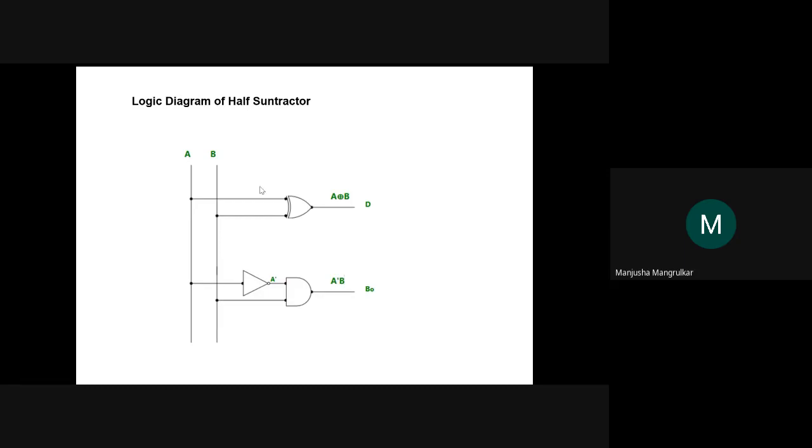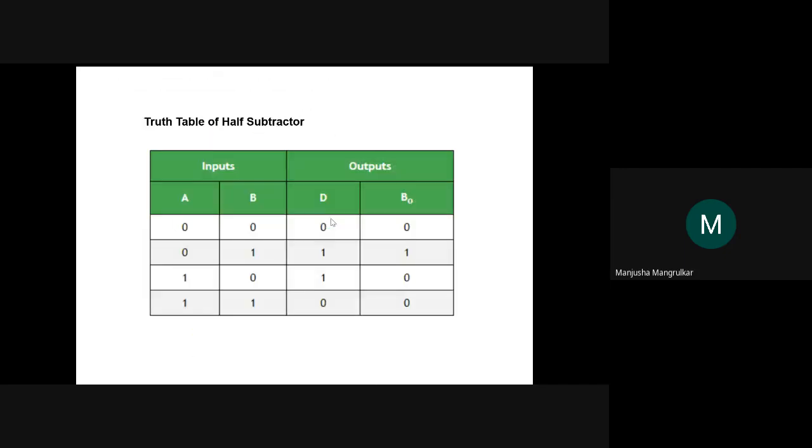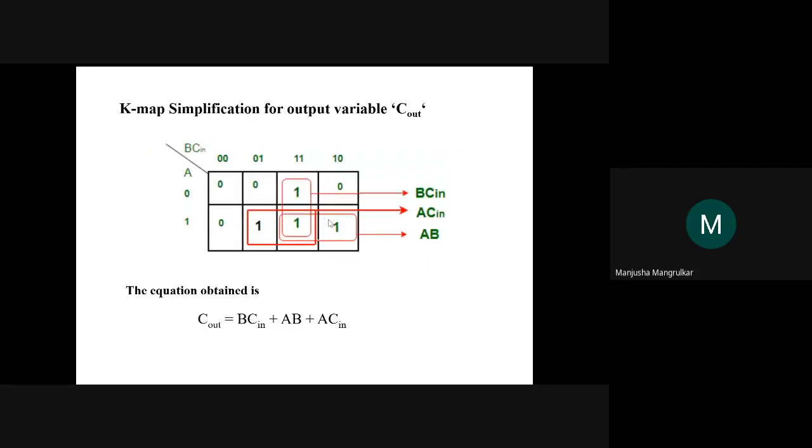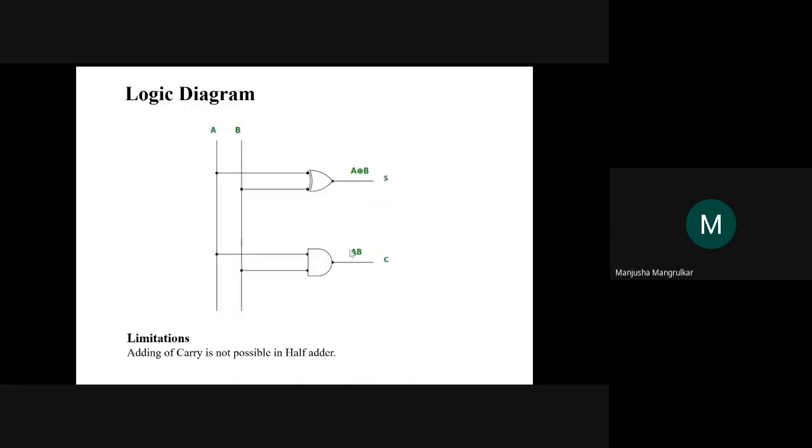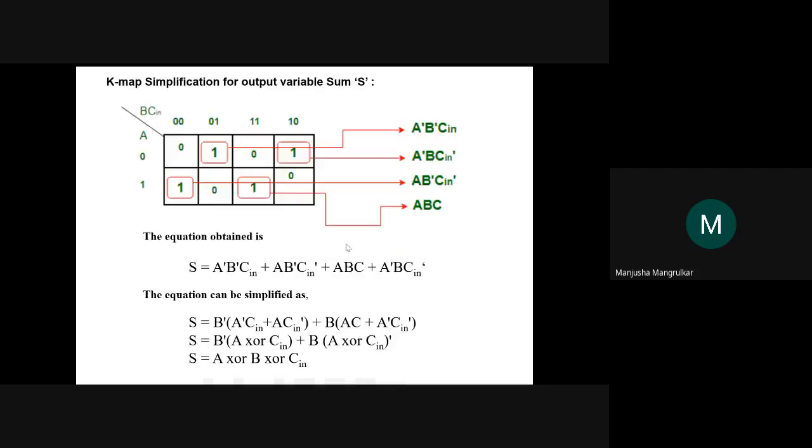So what is the difference between the half subtractor and half adder? See this, in the half adder only your carry is AB, your sum will be the same as your difference, and your borrow will be A complement B. That is the difference between your half adder and half subtractor, right?